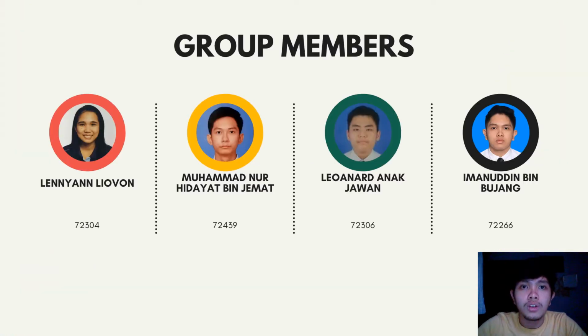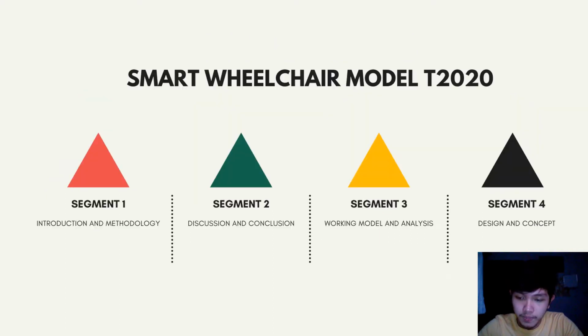Our group consists of 4 members. The first member is Lenian Liovon 72304. The second member is Muhammad Nur Hidayat bin Jemat 72439. The third member is Leonard Anakjawan 72306, and the last one is me, Imanuddin bin Bujang 72266.